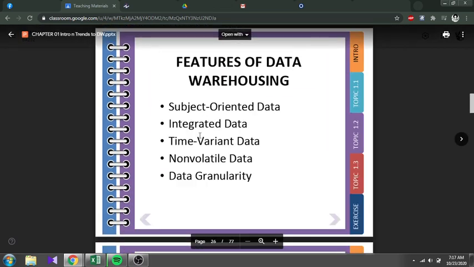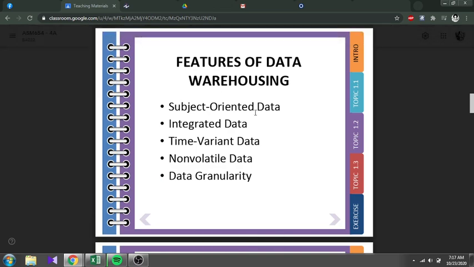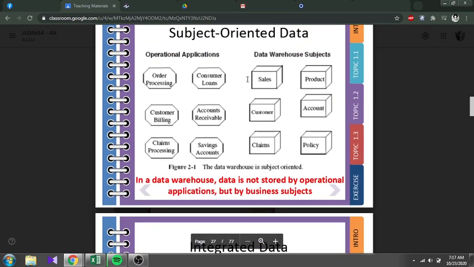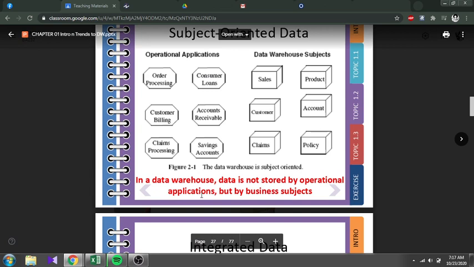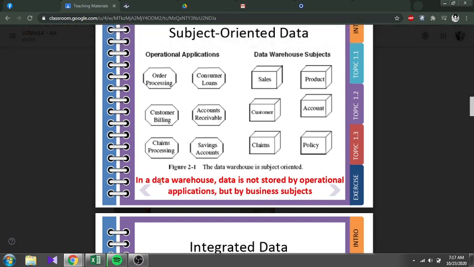On these 1, 2, 3, 4, 5, there are 5 features of data warehousing. Number 1 just now is subject-oriented data. In the data warehouse, I think you just highlight this red text here: in the data warehouse, data is not stored by operational application, but by business subject.